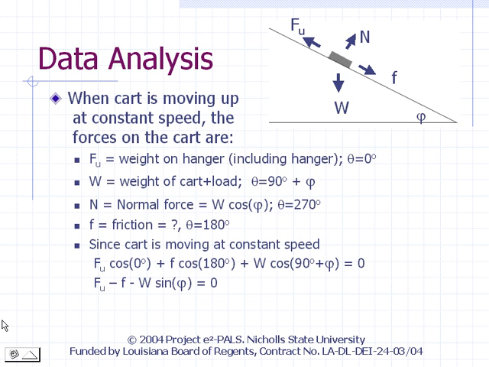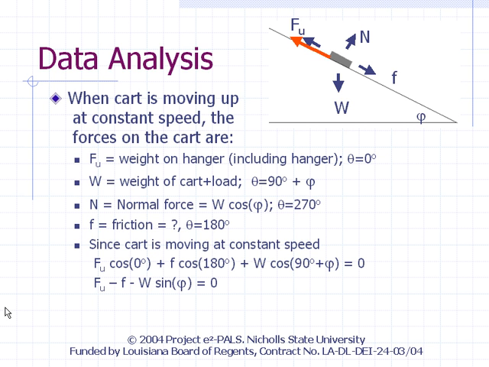Here's an overview of how to analyze your experimental data. Shown in the figure are the forces on the cart as it is moving up the incline at constant speed. F sub u is the tension on the string that pulls the cart up. This is equal to the weight on the hanger. The angle theta between F sub u and the displacement vector, the red arrow, is 0. W is the force of gravity on the cart and its load. Its magnitude is equal to the weight of the cart and the load.